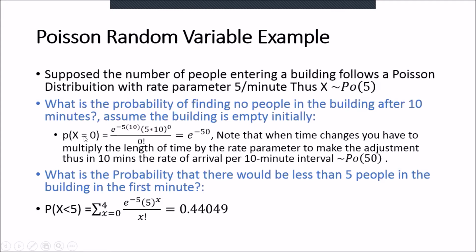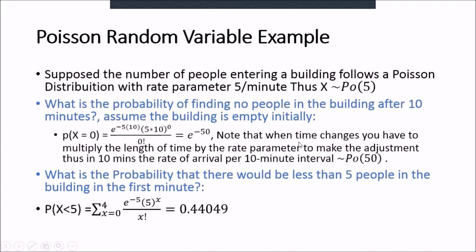So the probability that x is 0, we plug this into the probability mass function, but we need to make an adjustment. Remember that lambda is 5 per minute? Well, our time frame is 10 minutes now. So we have to take lambda and multiply it by 10 to get 50. So we will have e to the negative 5 times 10, which is the new lambda, multiplied by 50 to the power of x, and x is 0 in this case, over x factorial, which is 0 factorial, and that gives us e to the negative 50.